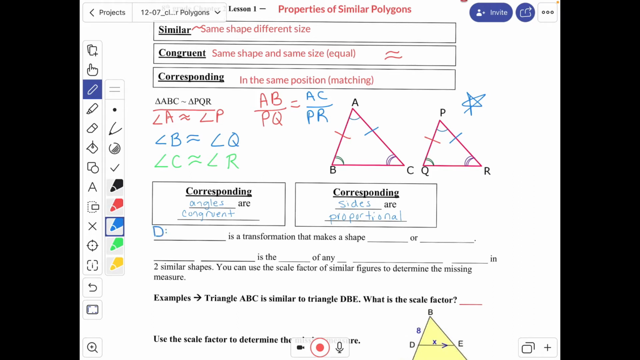A dilation is a transformation that makes a shape either bigger or smaller.